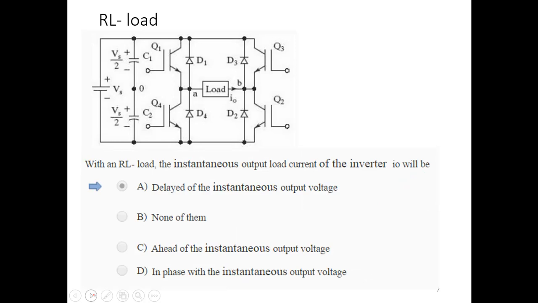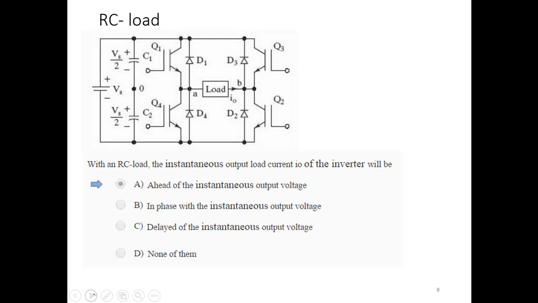The load current. With the RL load, the instantaneous output current of the inverter will be delayed relative to the output voltage. If there is an inductive load, RL load, whatever the voltage, the current will be delayed. That's the answer: it will be delayed. If it was an RC load, the instantaneous output current would be ahead, because, remember, capacitive current is ahead. For RC, it will be ahead of the instantaneous output voltage.